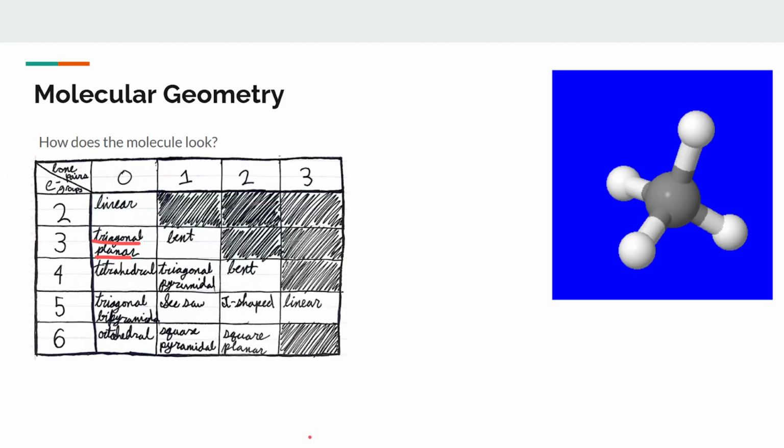And then if we look at our molecular geometry, a lot of these we won't need to really worry about. Anything below here we don't need to worry about. These we definitely do need to worry about, especially the 4 here. The one we'll most often see is tetrahedral, which we can see here.